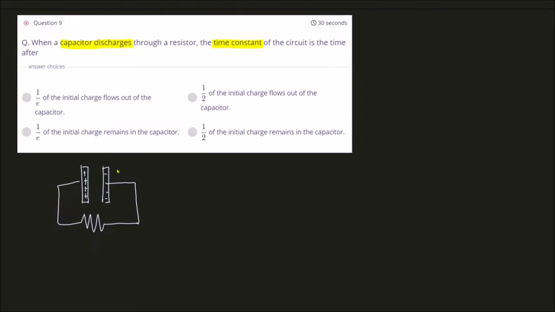So how should we express this situation? There's a formula: Q is equal to Q naught e to the minus t over RC. This is the equation we use if the capacitor is discharging. Then they ask for the time constant. We know the time constant tau is equal to RC. So what happens when time is equal to tau?